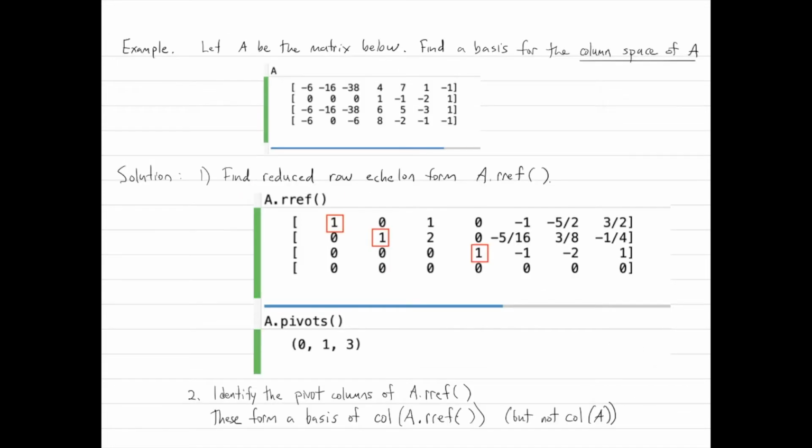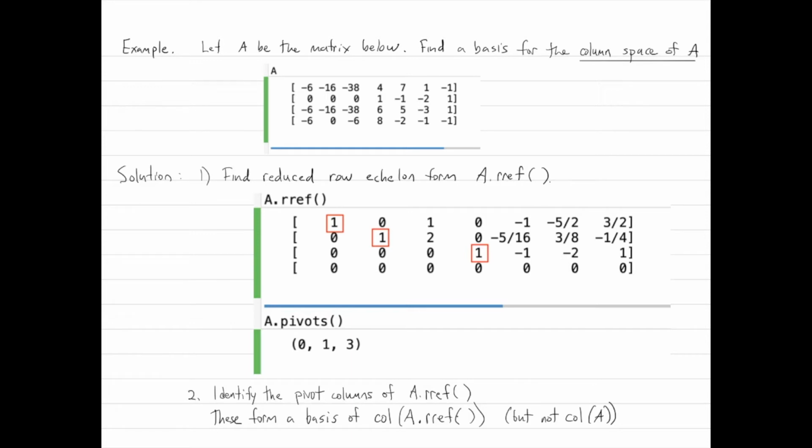Now let's finally do a concrete example. So let A be the matrix given here. Find a basis for the column space of A. Again, the column space is the span of all these columns. And so there's, I think, 7 columns here. And these columns sit inside a 4-dimensional space R4. So there's too many of them. We don't need all of them to span this column space. We only need, well, at most 4, but there might be less.